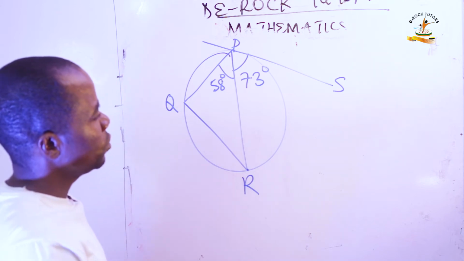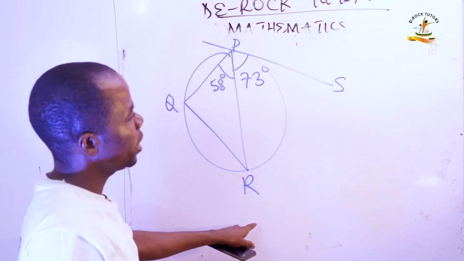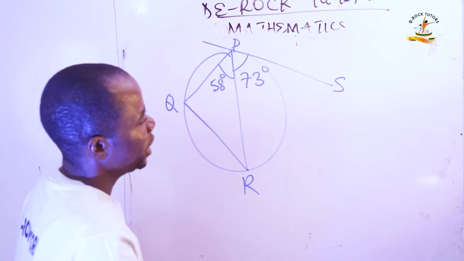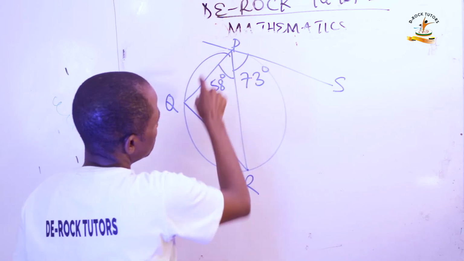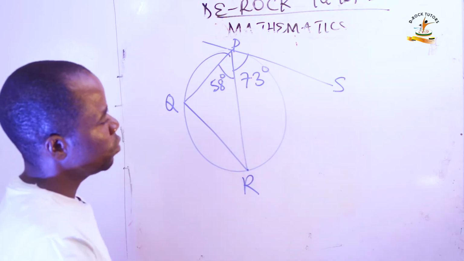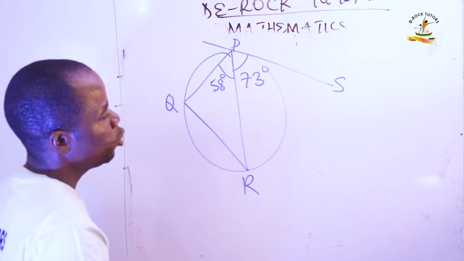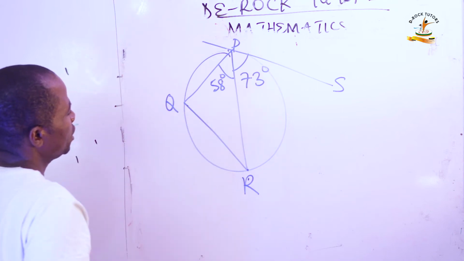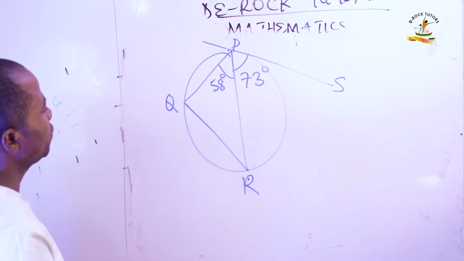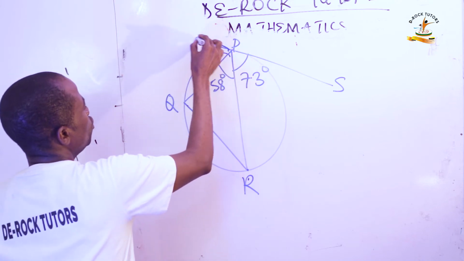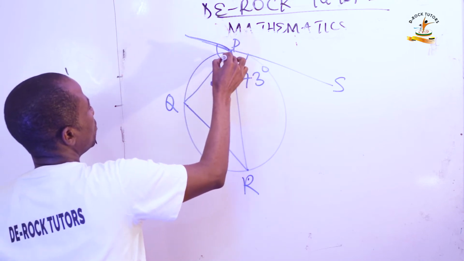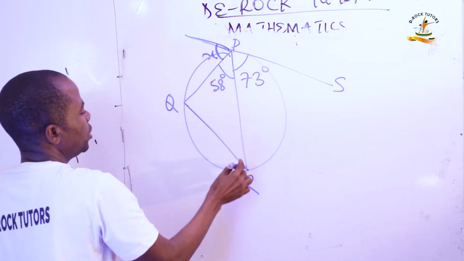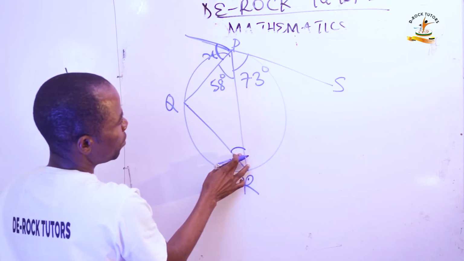The question says the diagram shows triangle PQR inscribed in a circle. You can see it is inscribed in a circle. PS is a tangent at point P to the circle. We're asked to find angle PRQ. That is what we are asked to calculate here. It's very simple because all we need to do is find what this angle is. When we know what angle S is here, it is equal to the angle here.